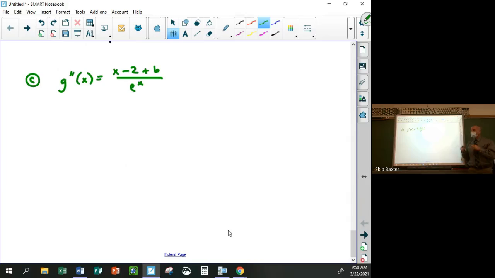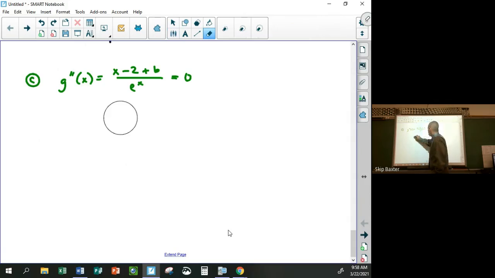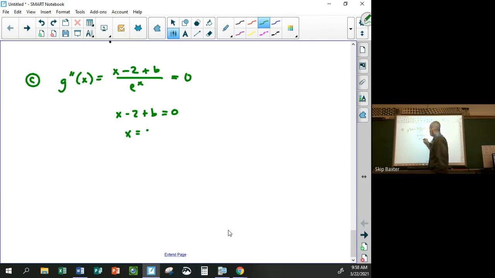So points of inflection occur when the second derivative changes sign, right? So you would set the top equal to 0: x minus 2 plus b equals 0, which means x equals 2 minus b. Okay, so far? Now, if you think about this, there's a couple different situations that could occur.